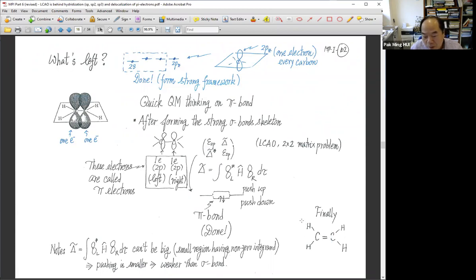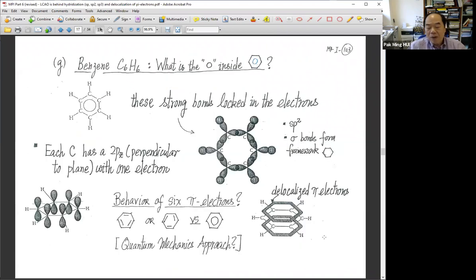So in chemistry book, organic chem, this molecule is written like this. The first line is on the XY plane, sp2, very strong. The second line is a pi bond, which is weaker. So now we explained that.